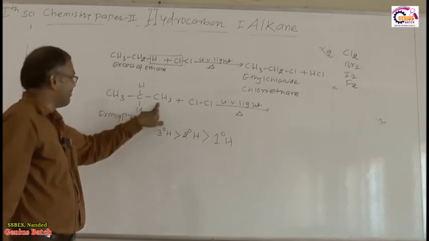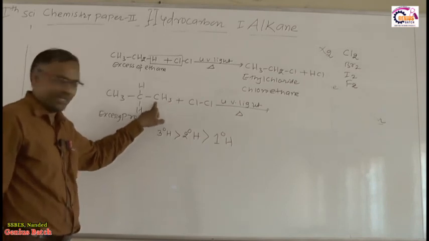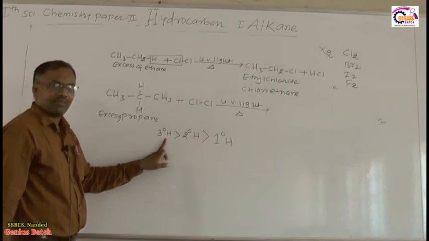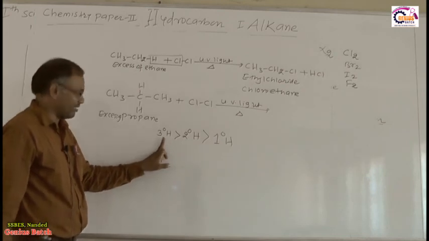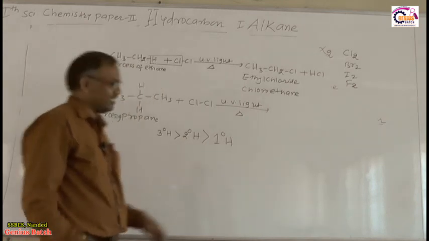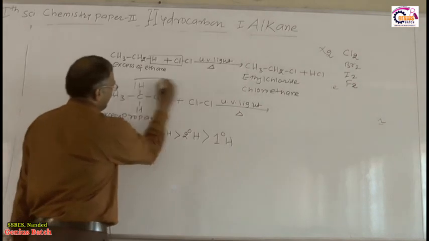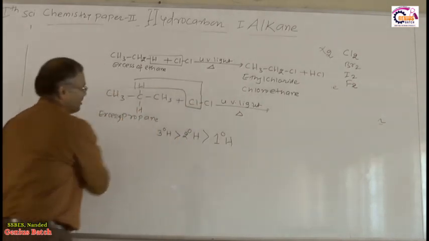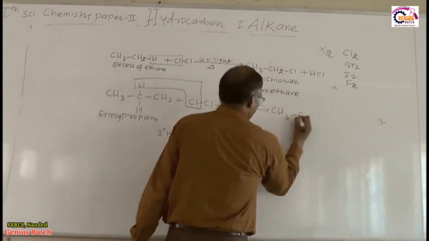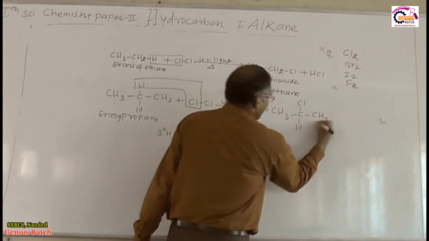This is the primary carbon atom. Primary carbon, attached hydrogen, primary hydrogen. What is the order of replacement of hydrogen atom? Tertiary hydrogen is more easily replaced than secondary, and that than primary. So which hydrogen atom is easily replaced? This secondary hydrogen atom is easily replaced. So this is the CH3, this is the Cl, this is the hydrogen, and this is the CH3.